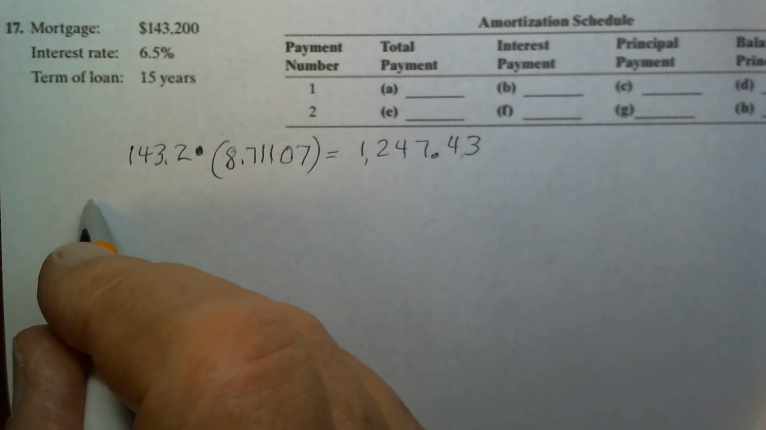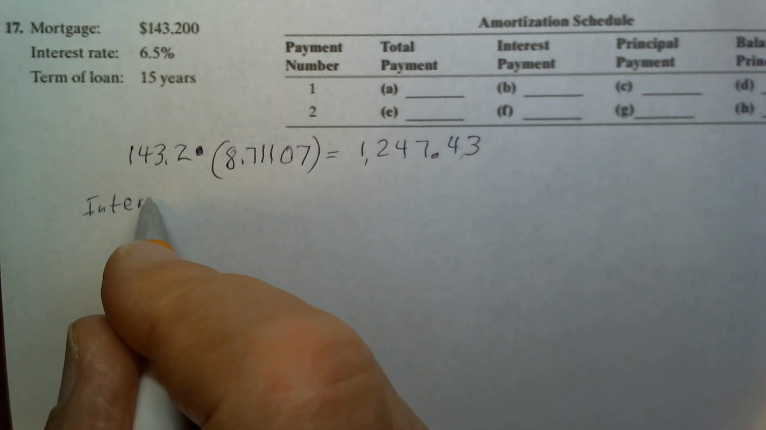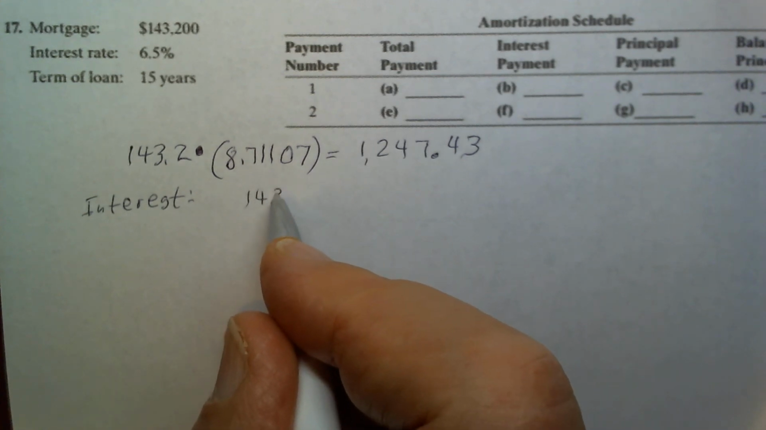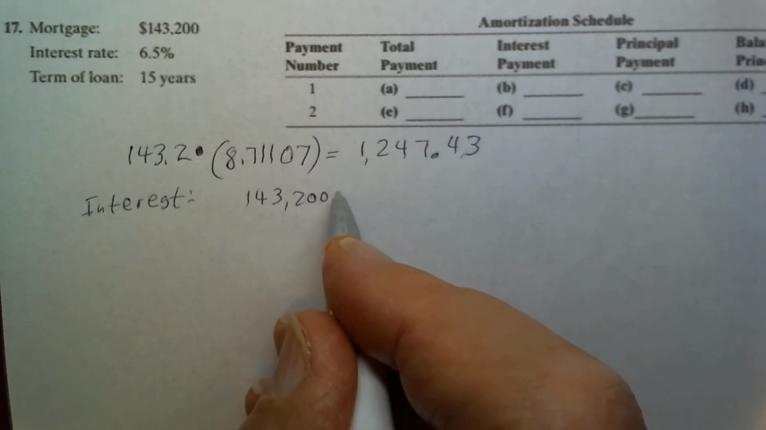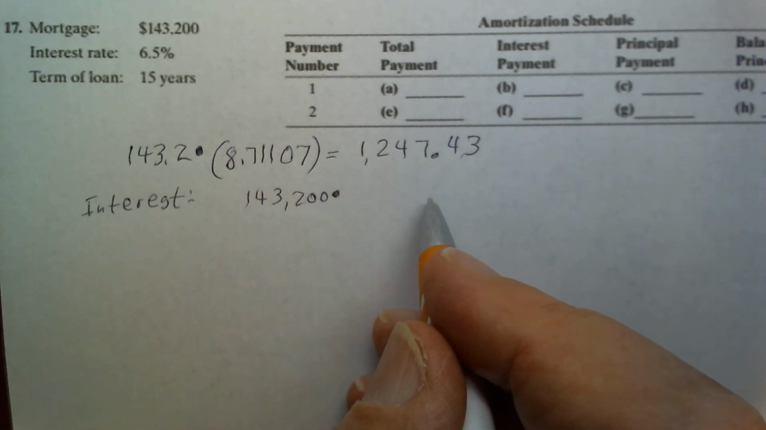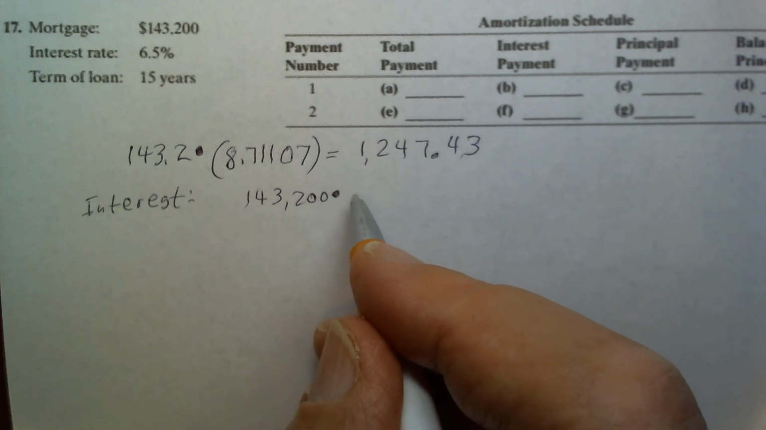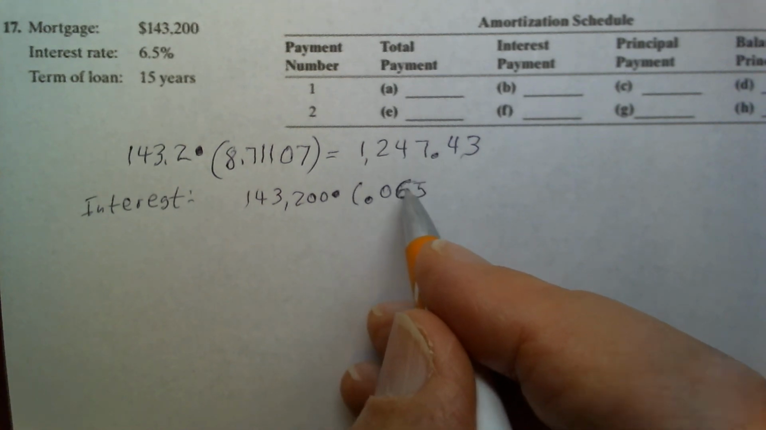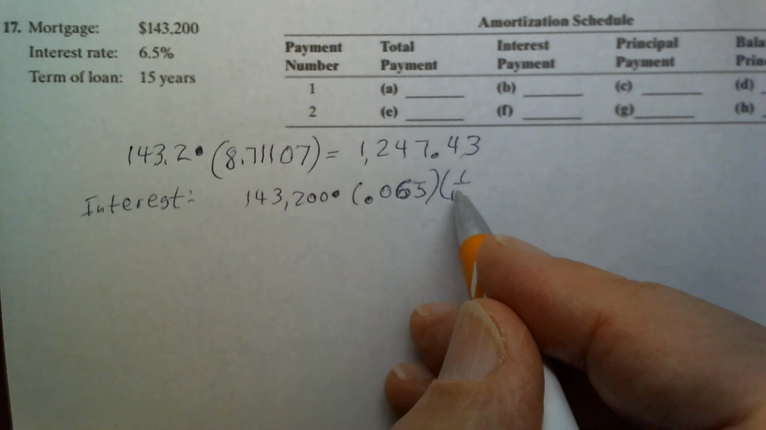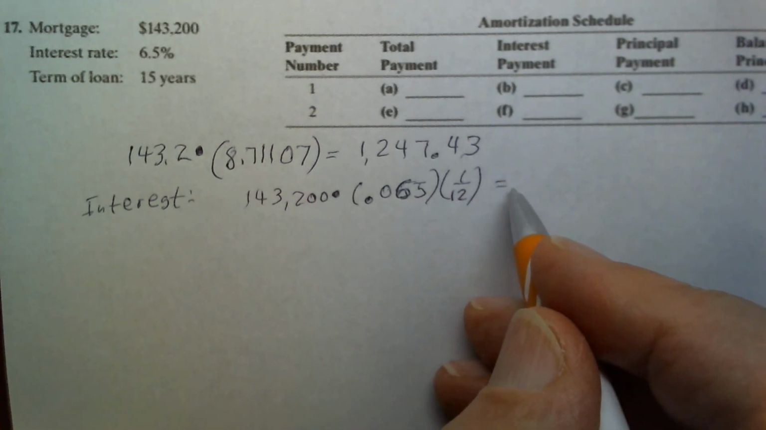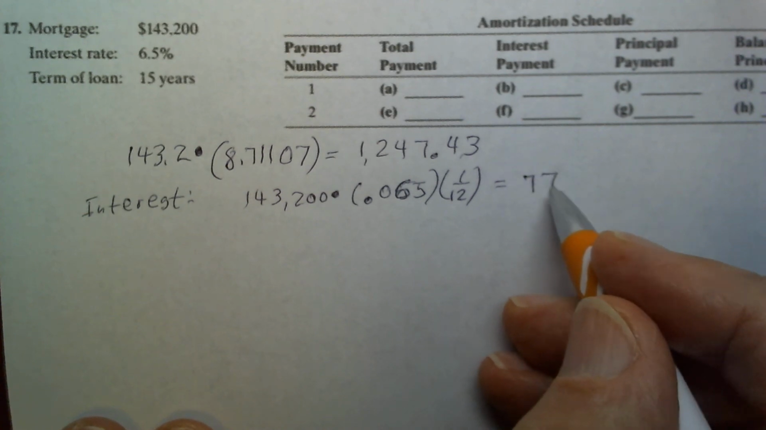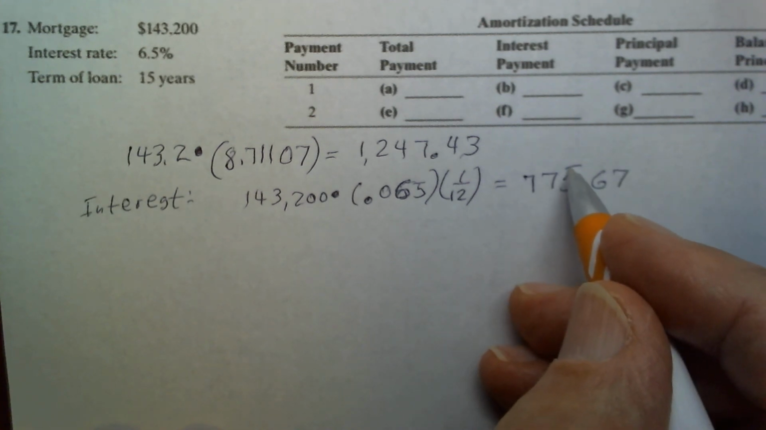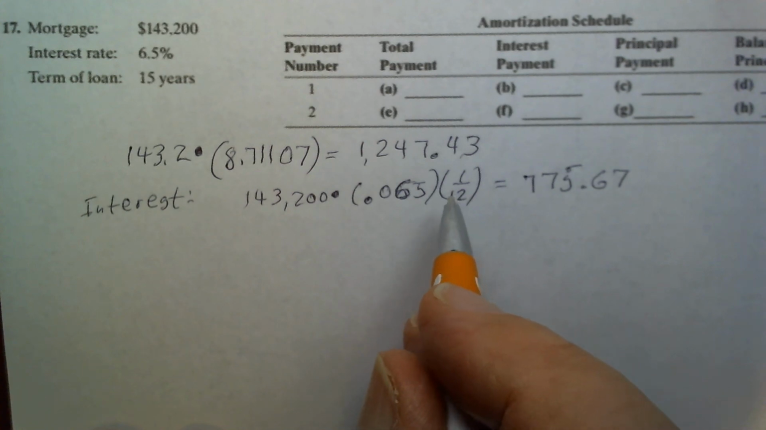Next, we compute the interest. And that would be the loan amount of $143,200 times the interest rate of 6.5%, times 0.065, times 1/12, because that's for the year and we want to know it for 1 month, and that is equal to $775.67. So that's what goes towards interest out of the total payment.